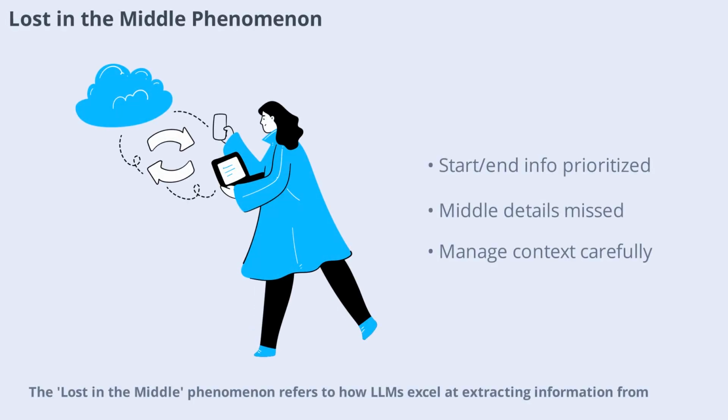The lost in the middle phenomenon refers to how LLMs excel at extracting information from the beginning or end of long context windows, but often miss details buried in the middle. For agents, this means that if too much historical data is stored, important facts can be overlooked. Managing context effectively is crucial to avoid this pitfall and maintain strong reasoning.